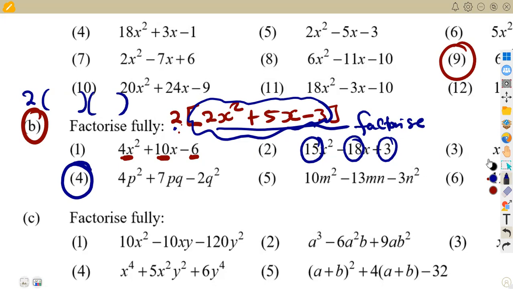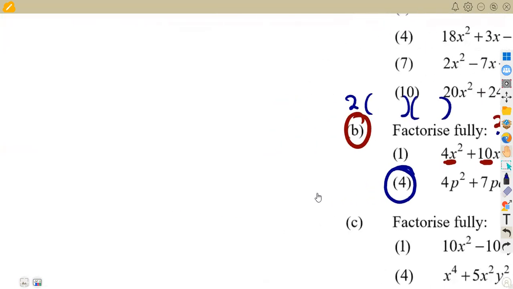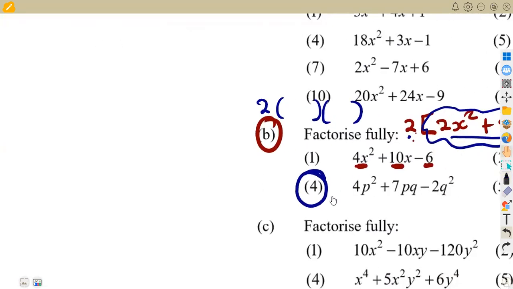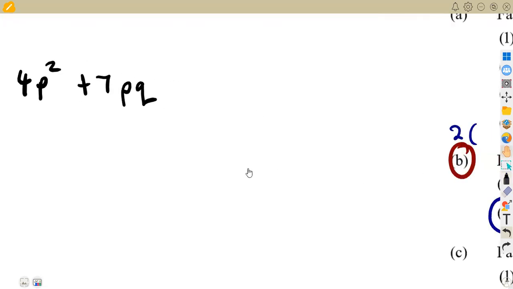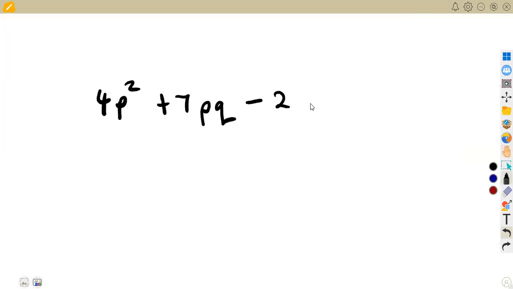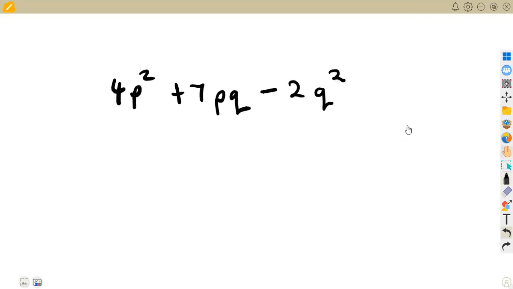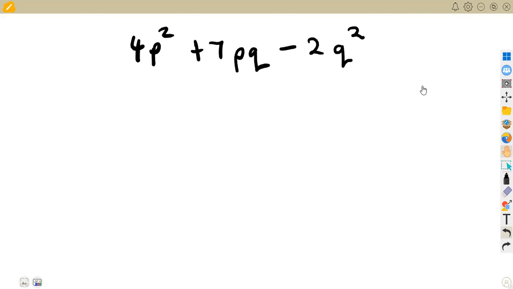For this one, let us just take this one. Maybe some of us might have confusion. 4p squared plus 7pq minus 2q squared, like this. Okay, let us save this as our last example, guys.